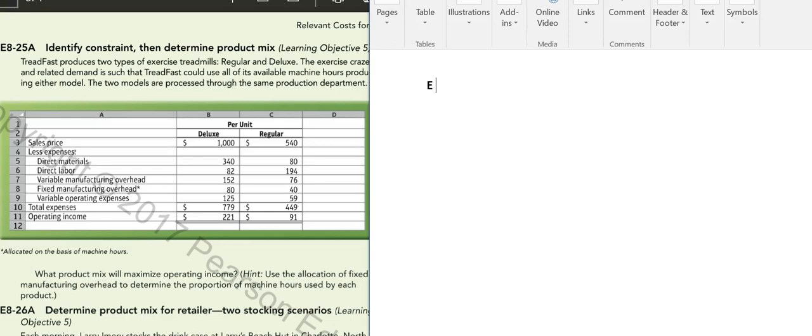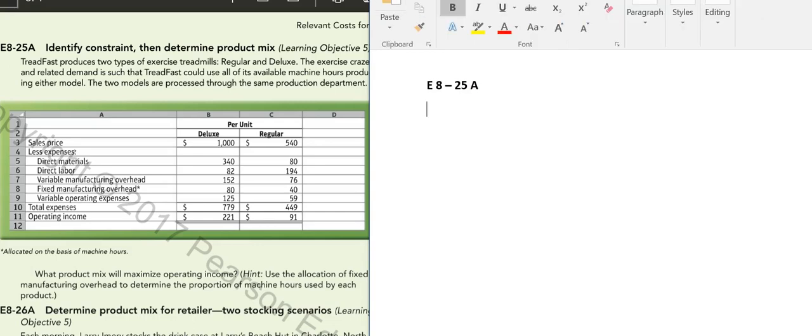So we again will do one mini income statement, E825A, and let's write the name of the company. It's TradeFast, and we are trying to do product mix analysis, right? And we will do two mini income statements for two different models. We actually don't know how many models we are producing, but we have high demand. We can spend all of our resources on either of these models.